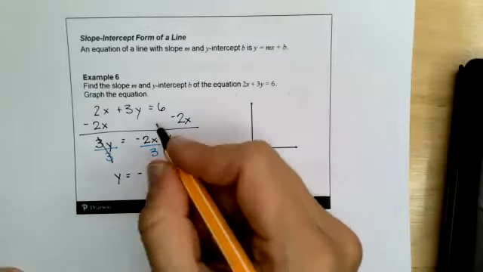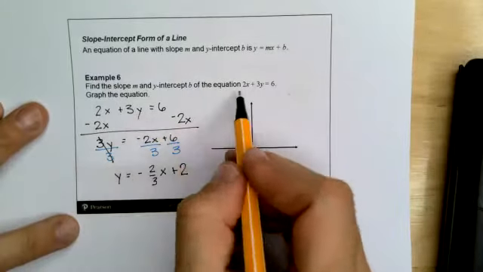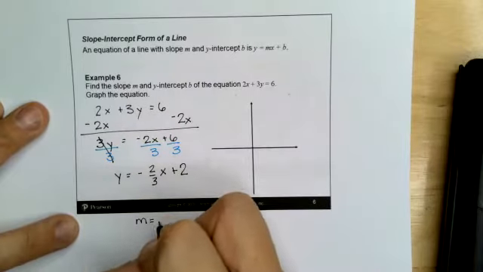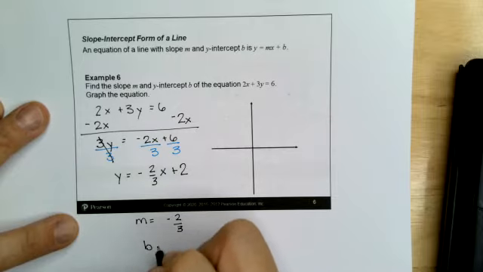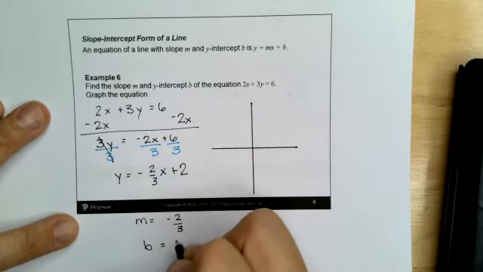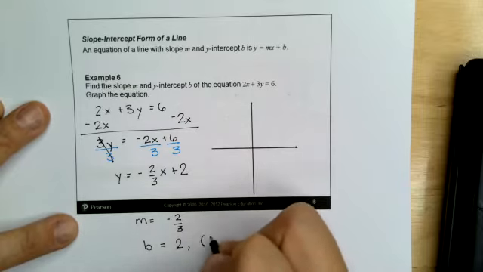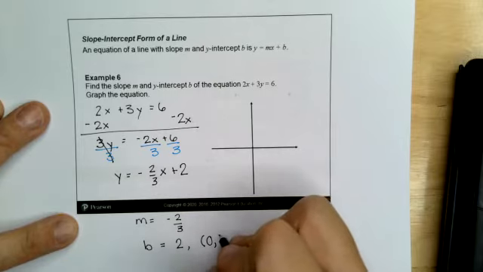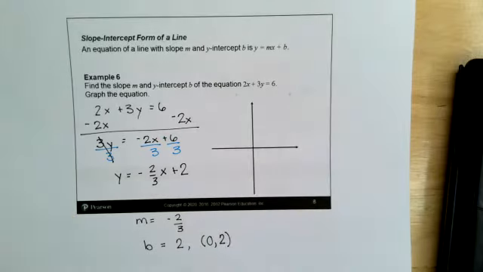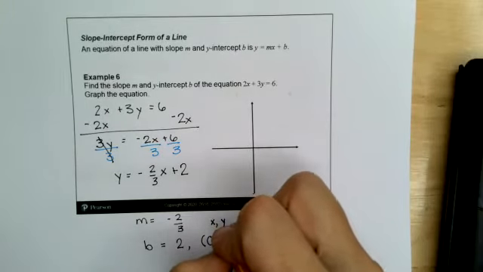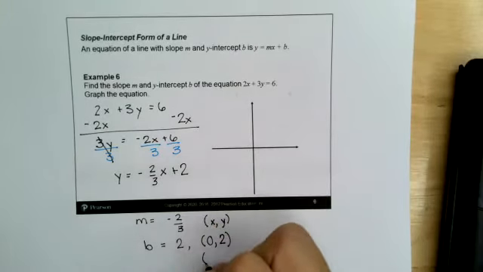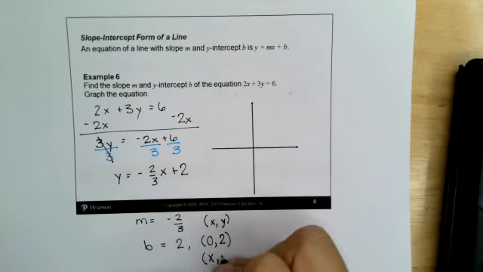All right. So find the slope and the y-intercept. Our slope is negative 2/3. Our y-intercept, or our b, is 2. They also ask for it often as a point. So it's actually the point 0, positive 2, because our x is 0 and our y is whatever b is, or 0, b.